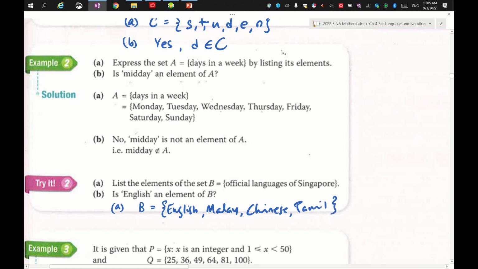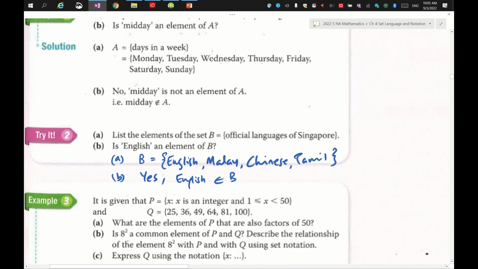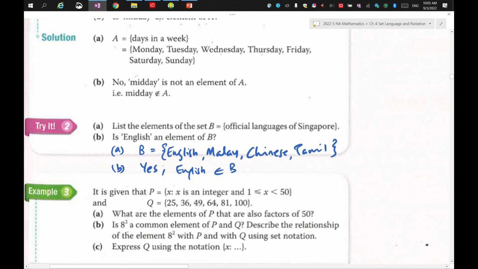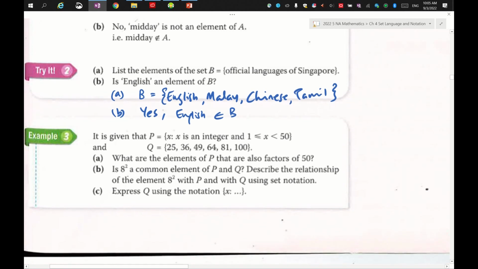Okay, so B, is English an element? Yes. English is an element of B. As long as it's clear to me, can already. Okay, more typical questions coming up.